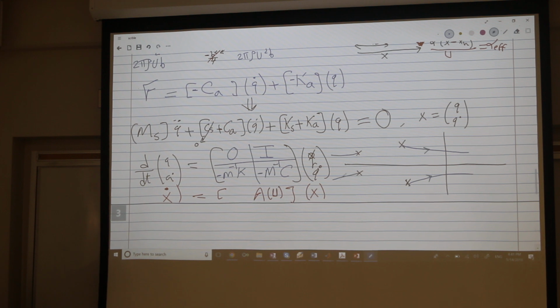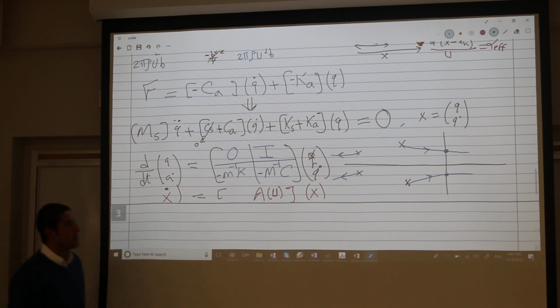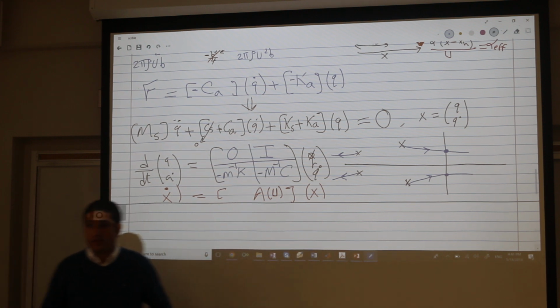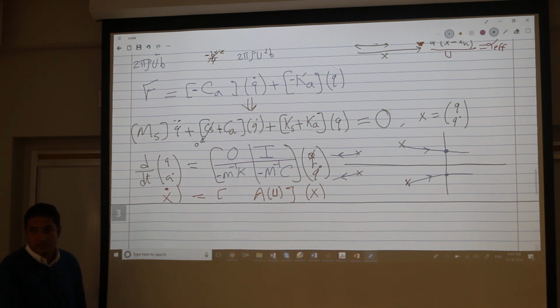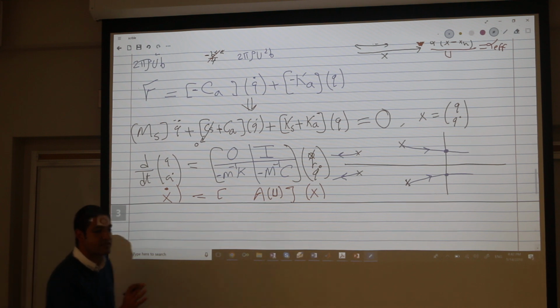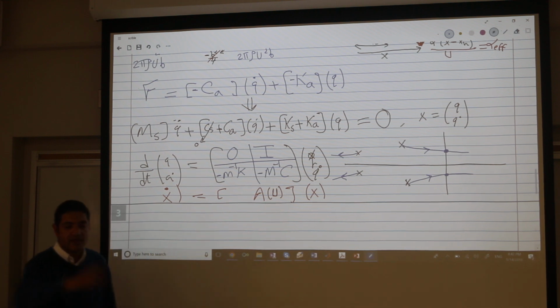This is as u increases, okay? You can see at a particular point where your real part becomes what? Your real part becomes 0. So at this point, the system becomes unstable. Exactly at this point, the system has a limit cycle oscillation. The system has a sustained oscillation.